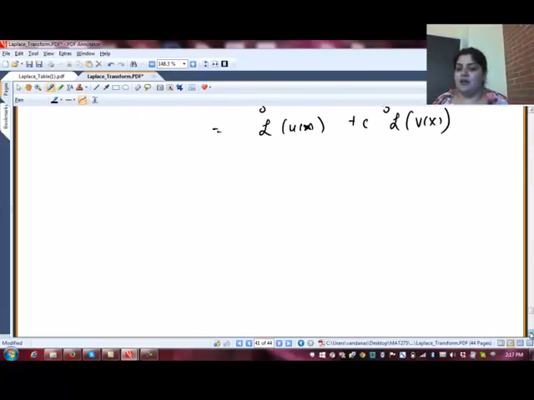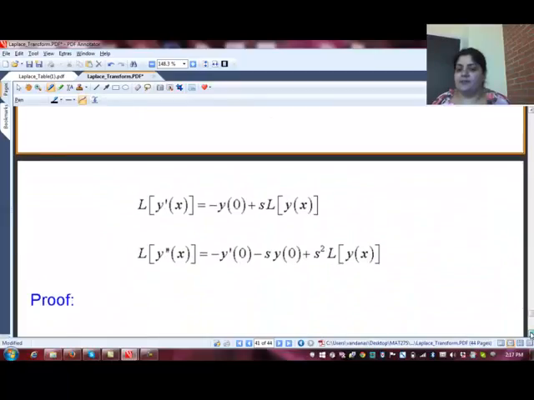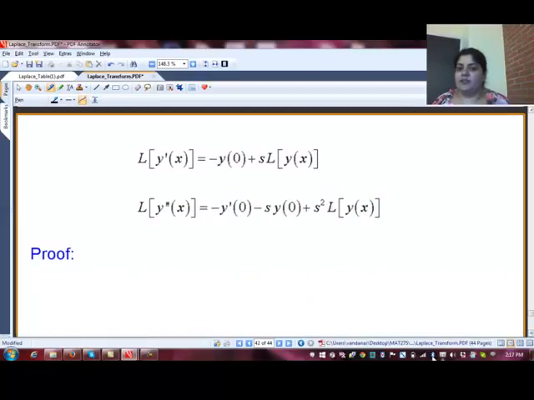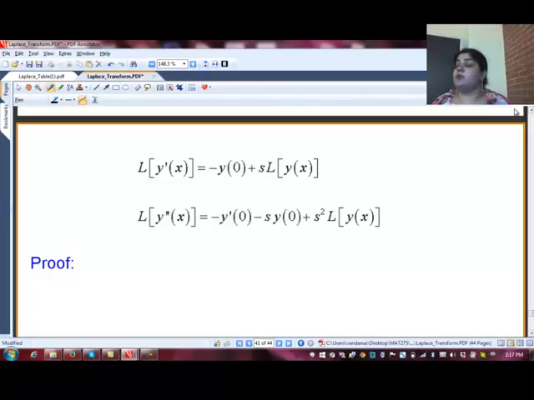Now let's try to understand another property of the Laplace transform. What if I want to find the Laplace transform of a derivative of a function? Because eventually, what is my goal? What is my final goal of learning the Laplace transform?